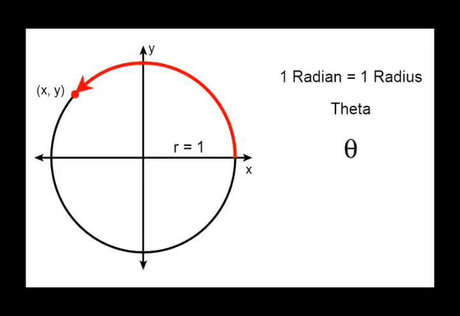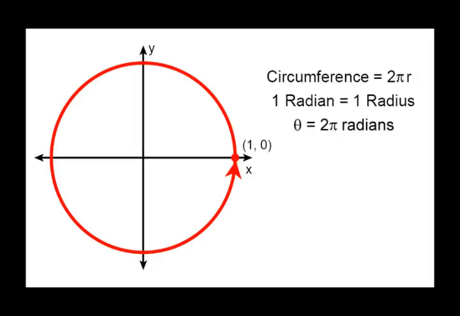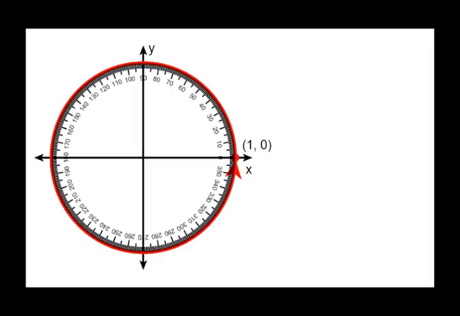So where do we end up? For some values of theta, the answer is easy. We know that the circumference of the circle is 2 times pi times the radius of the circle, and 1 radian equals 1 radius. So if we travel a distance of 2 times pi radians, we wind up right back where we started, at 1, 0. You will notice that when we travel around the circle 2 pi radians, we traveled 360 degrees around the circle. There's a direct correlation between radians and degrees. 2 pi radians is the same as 360 degrees.